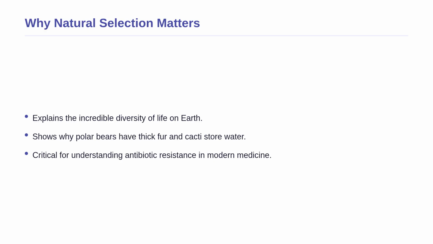Before we move on to the mathematics, let us understand why this concept is so absolutely critical. Natural selection is the primary mechanism that explains the incredible diversity of life on our planet. Without it, we would have no scientific way to explain why polar bears evolved thick white fur for the freezing Arctic, or why cacti can store water in the scorching desert. Furthermore, this is not just ancient history. In modern medicine, doctors use this concept every single day to study how dangerous bacteria evolve resistance to our antibiotics. It is the ultimate rulebook for survival.